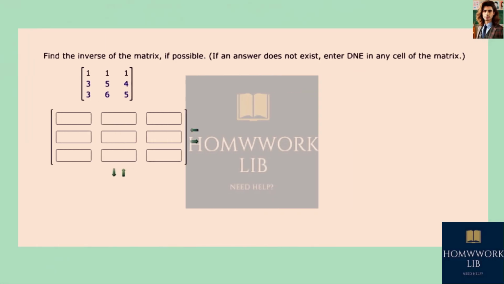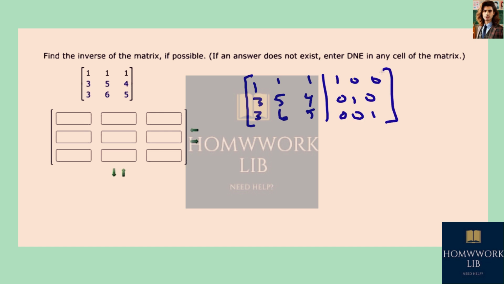One way to find the inverse is to augment it with the 3 by 3 identity matrix and then do row operations until you have the identity on the left.